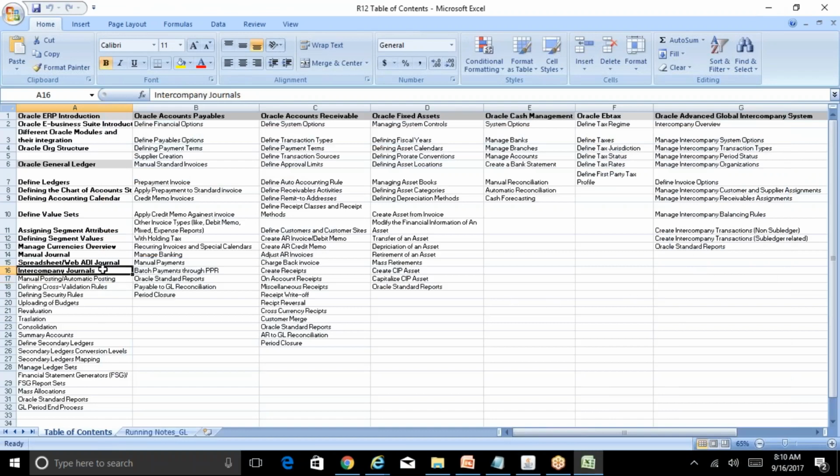So in the last session, we were discussing the intercompany journals. Before I proceed with that, did you guys get a chance to complete the practice exercises?